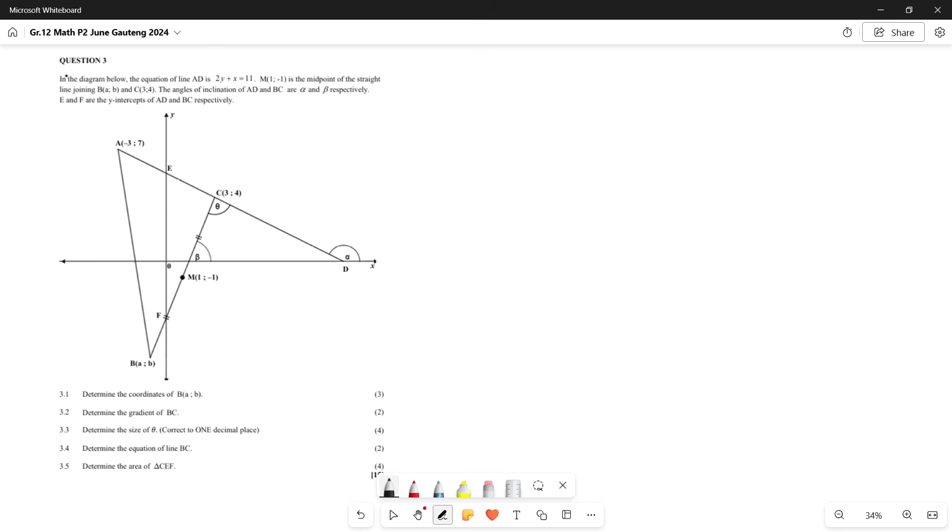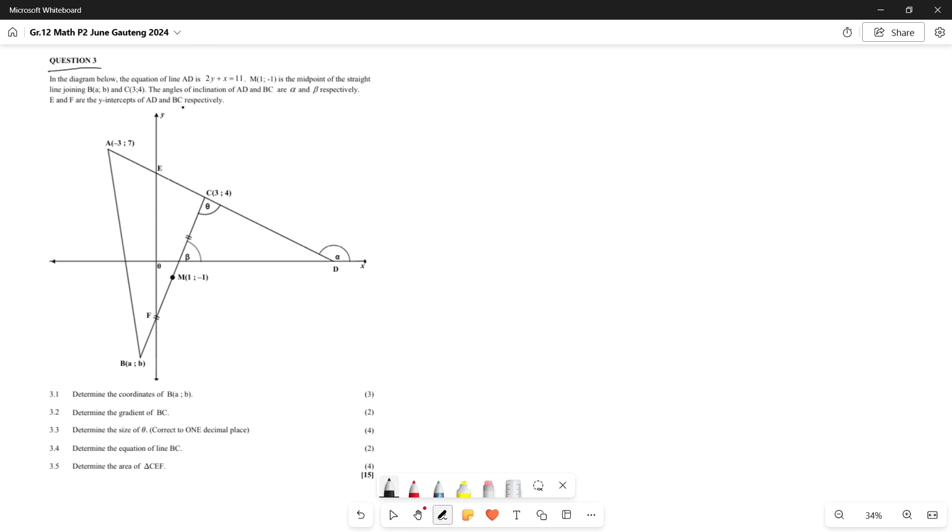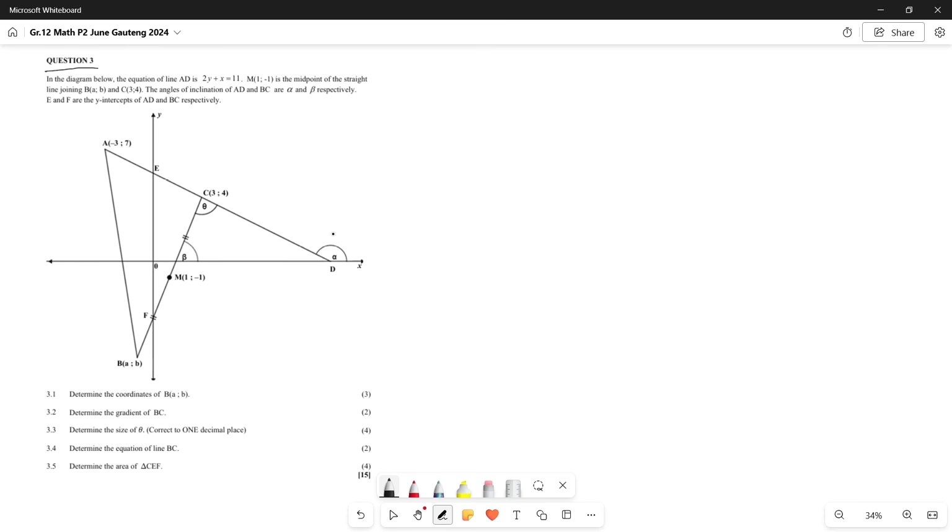So what we're going to do now is work through question 3 here of the June 2024 Gauteng paper for math paper 2. And we're going to start with the analytical geometry. So question 3 says, in the diagram below, the equation of line AD, so AD over here, is 2y plus x equals 11. M is (1; -1), the midpoint, so that's important, of the straight line joining B over here and C over here. The angles of inclination of AD and BC are alpha and beta respectively. E and F over here are the y-intercepts, also important, of AD and BC respectively.